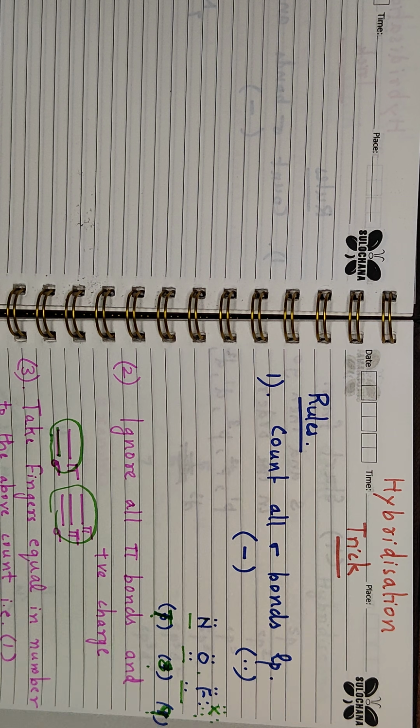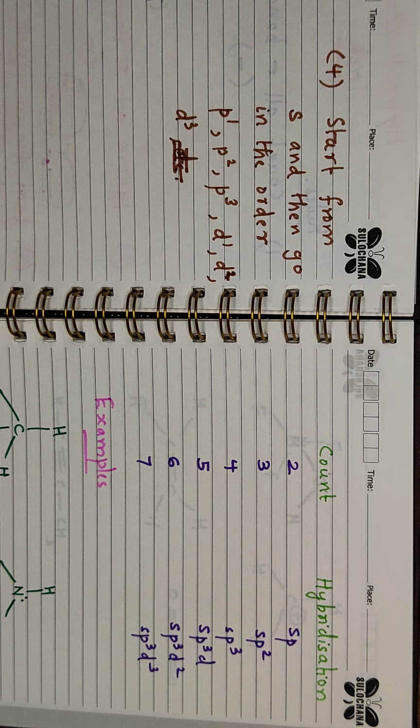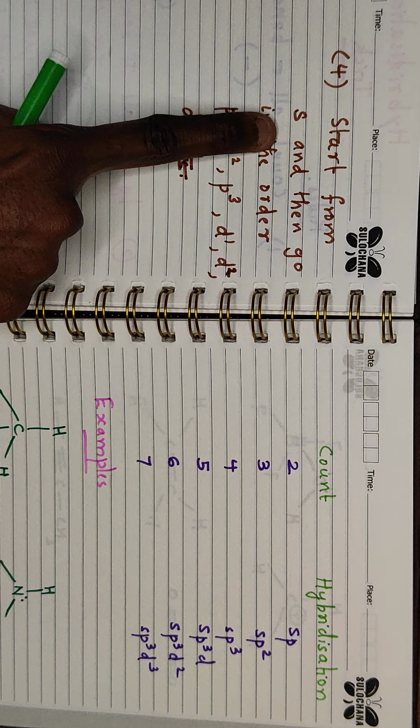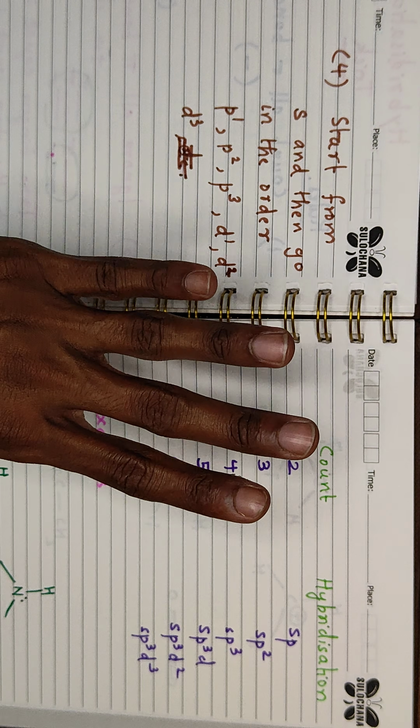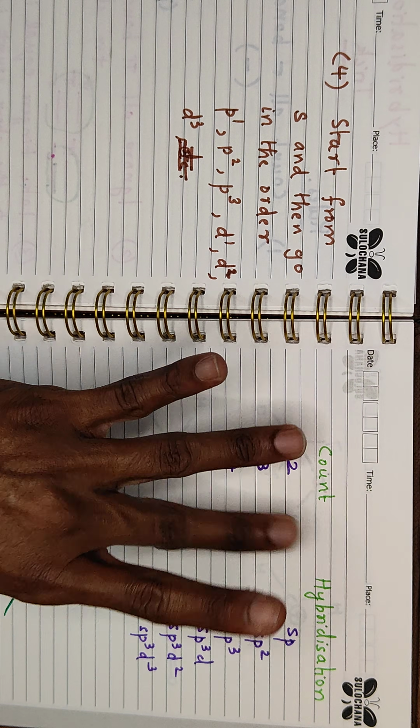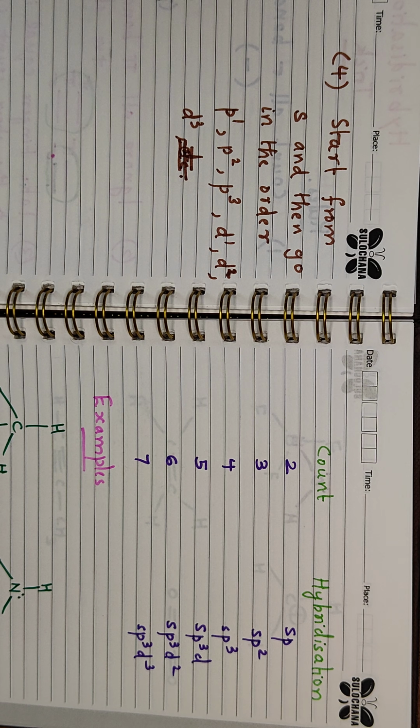Now let us see what rule 4 is. In rule 4 you can start counting from S. After taking the fingers like this, you start from S, P1, P2, P3. Why P1, P2 and P3 only? Because there are only 3 p orbitals. And when it comes to d orbitals, we have d1, d2 and d3. In spite of having 5 different d orbitals, we are taking only 3 because of the geometries and coordination numbers.